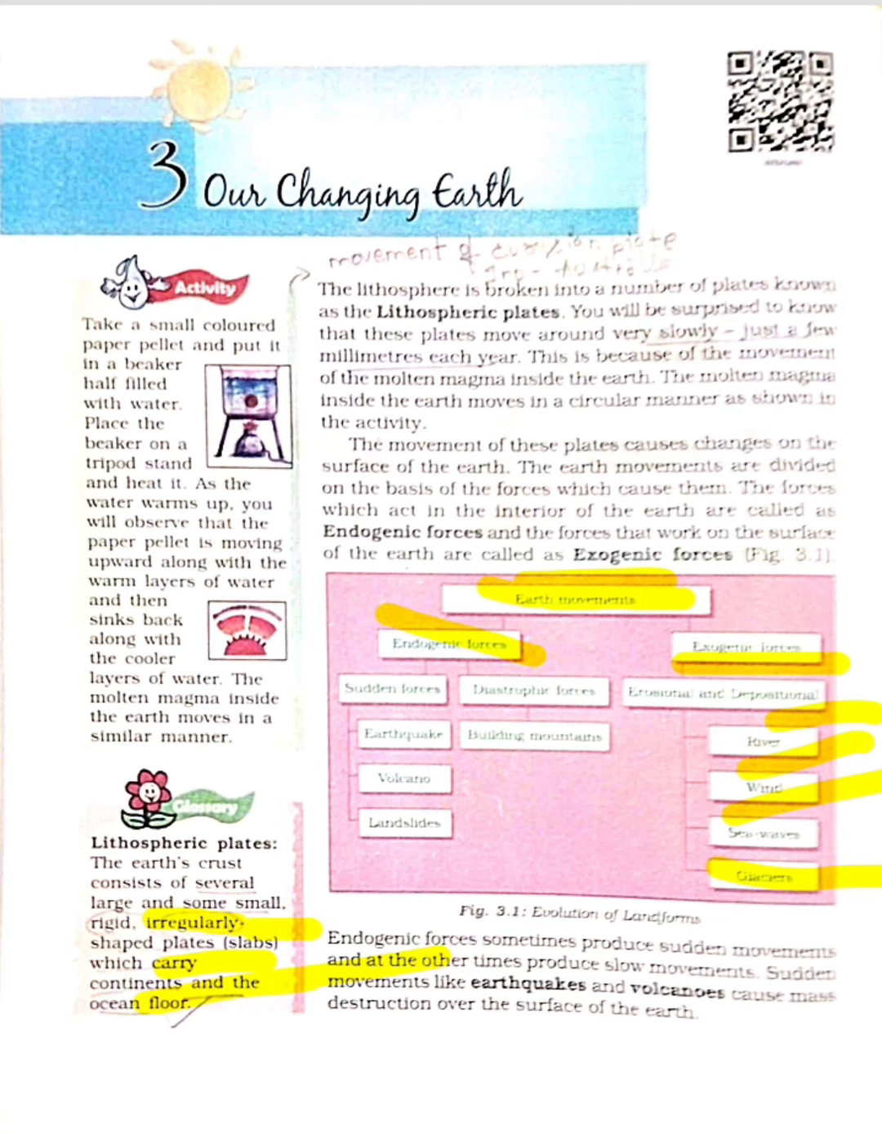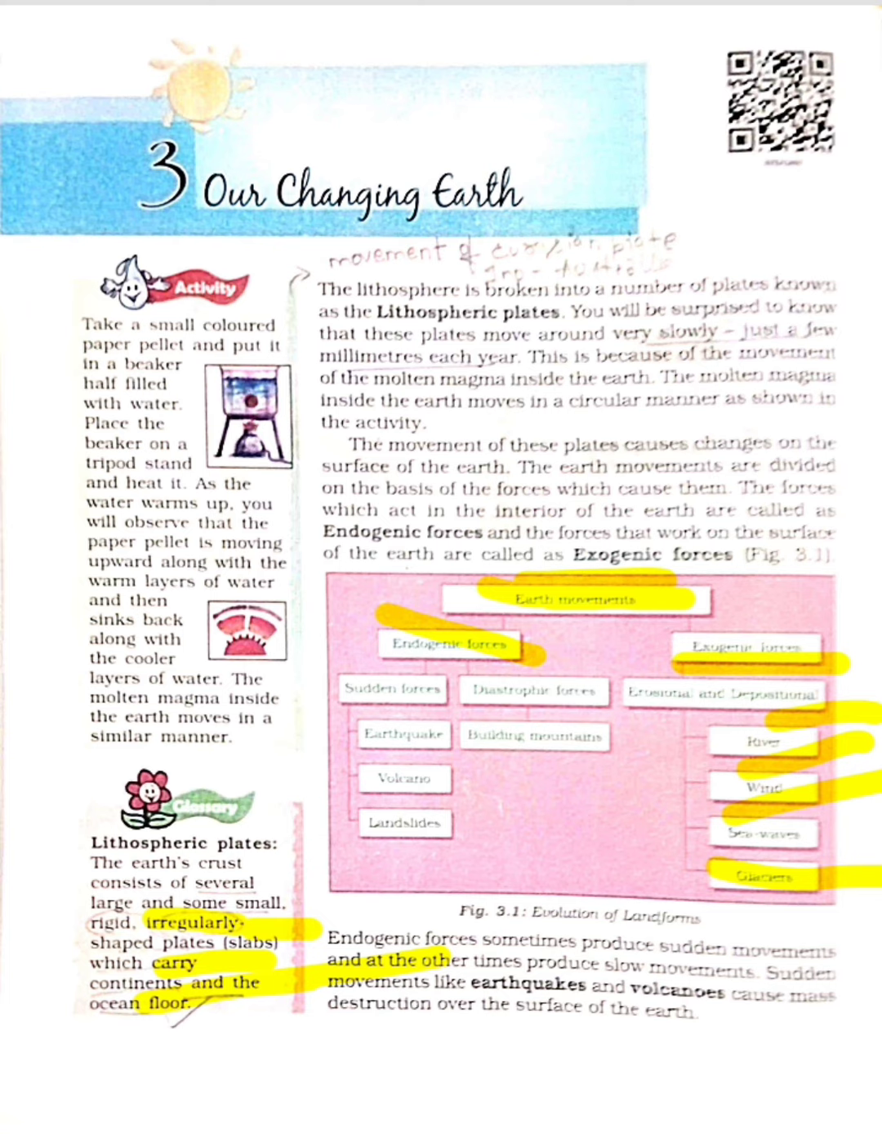So we can say that our earth is an unpredictable and dynamic structure, and due to the movement of magma inside the earth, changes occur on the earth's surface as well as inside it. These changes are defined in two parts, which are endogenetic forces and exogenetic forces.